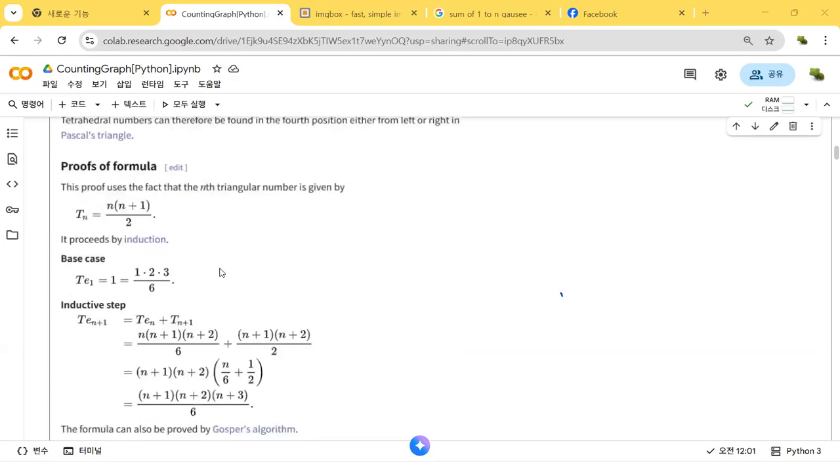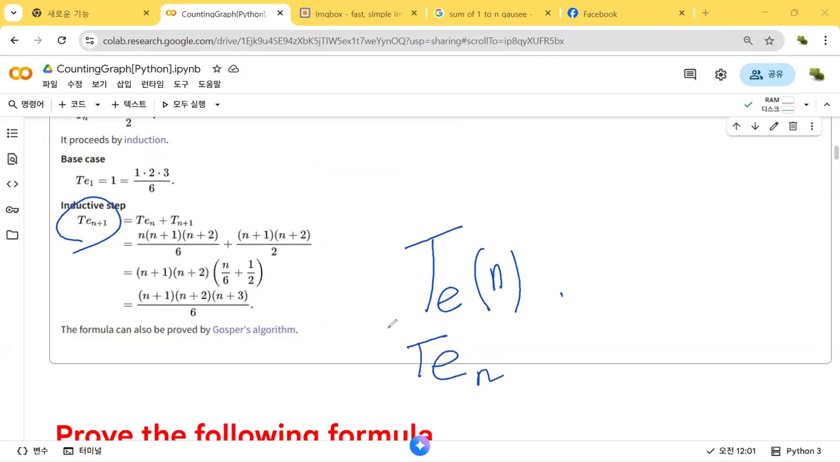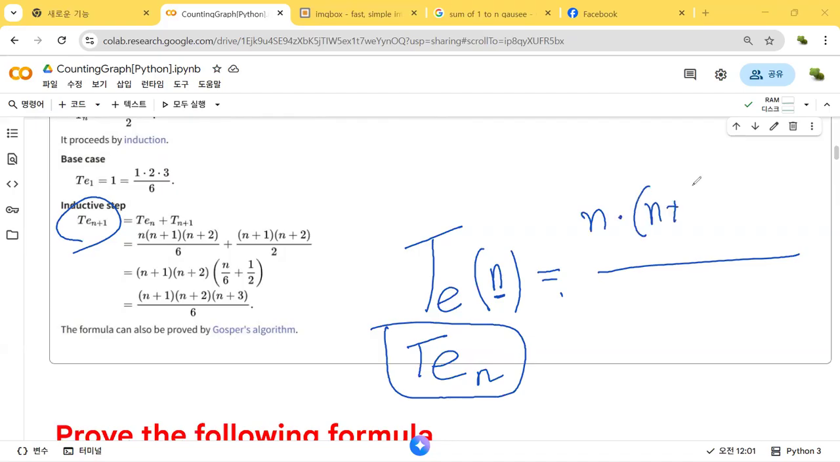In conclusion, we can solve this one. Okay. So in general, tetrahedral number n can also be expressed in this way. If this is n, then this one is n times n plus 1 times n plus 2 divided by 6. Okay.